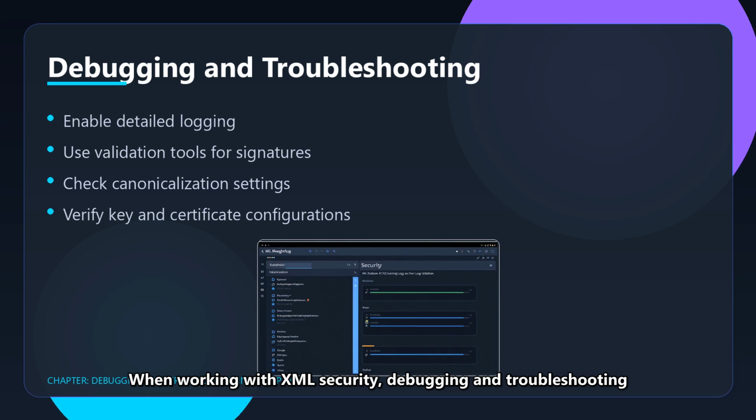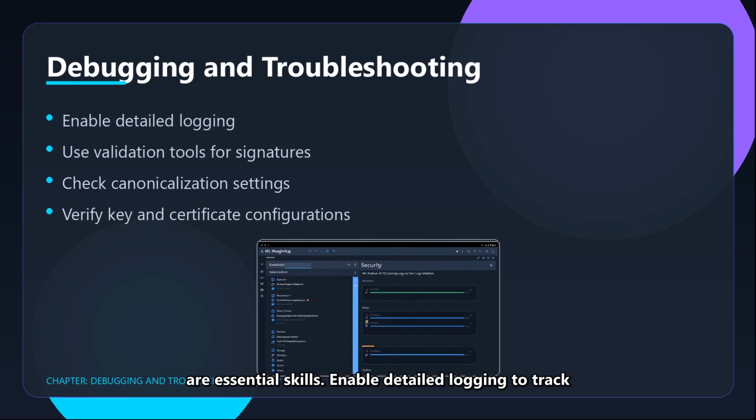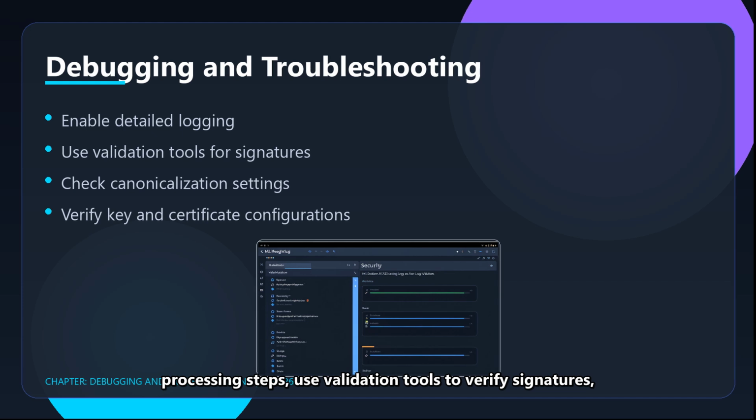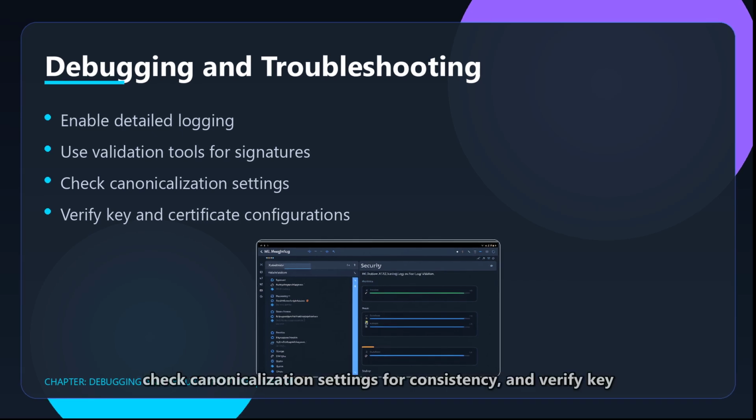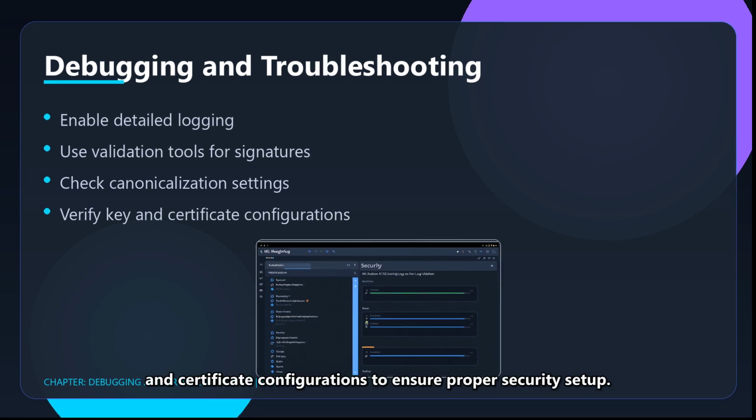When working with XML security, debugging and troubleshooting are essential skills. Enable detailed logging to track processing steps. Use validation tools to verify signatures, check canonicalization settings for consistency, and verify key and certificate configurations to ensure proper security setup.